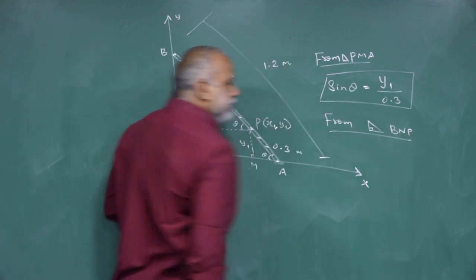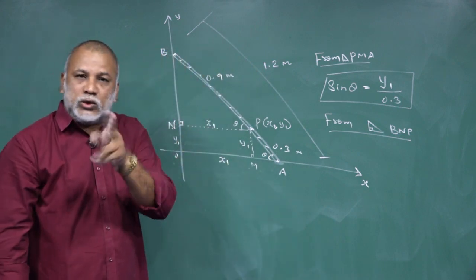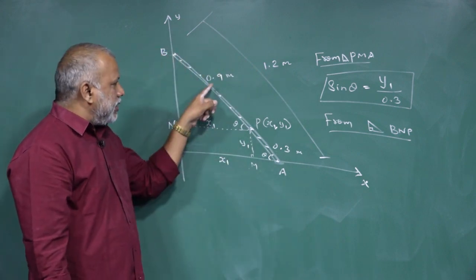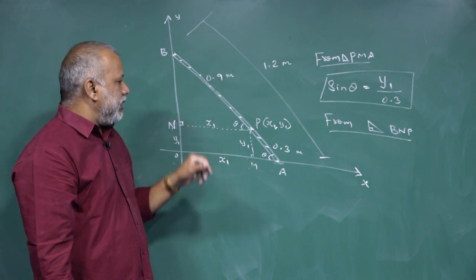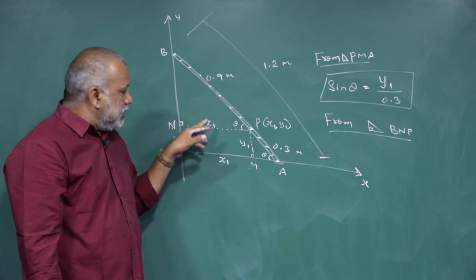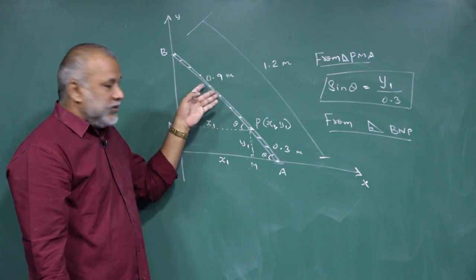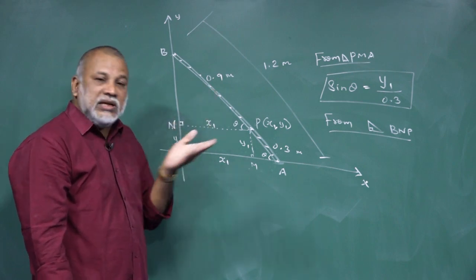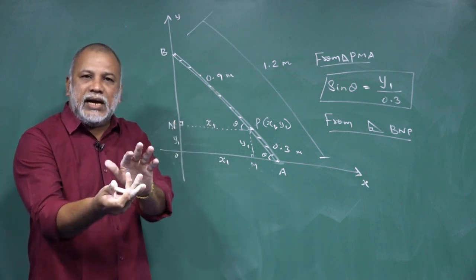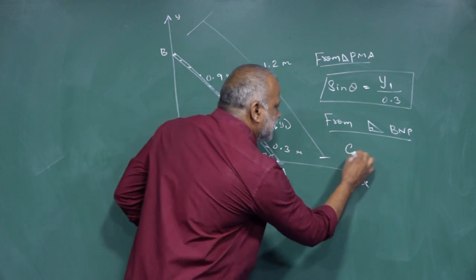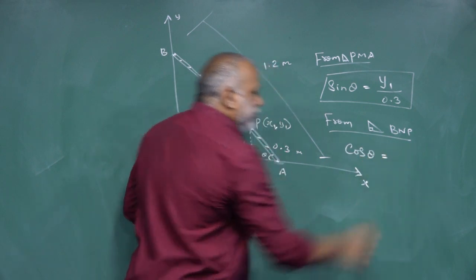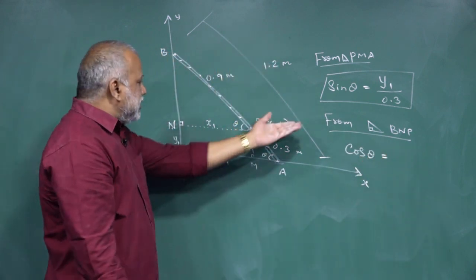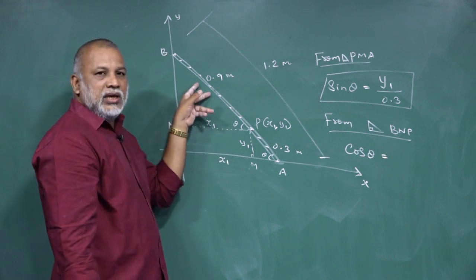This is the second one. Here also we are able to relate the two sides. This side is 0.9. What is the name of this side? This is the adjacent side. This is the hypotenuse. So what is the relation between adjacent and hypotenuse? That must be cos theta. Cos theta is adjacent divided by hypotenuse.